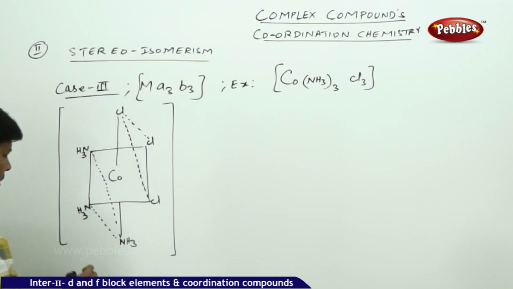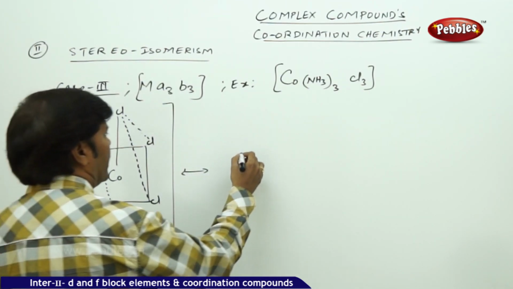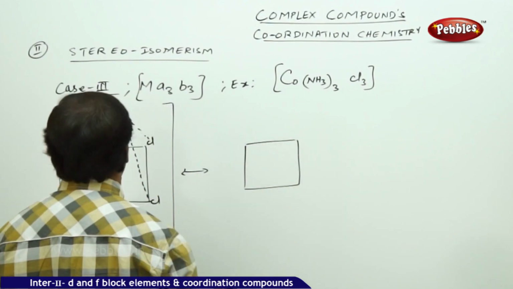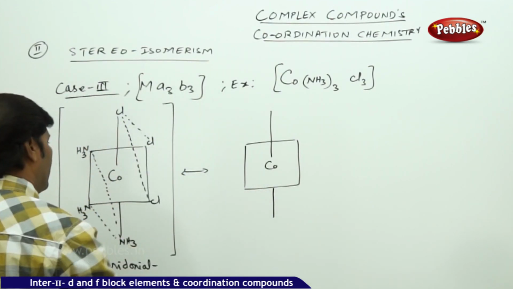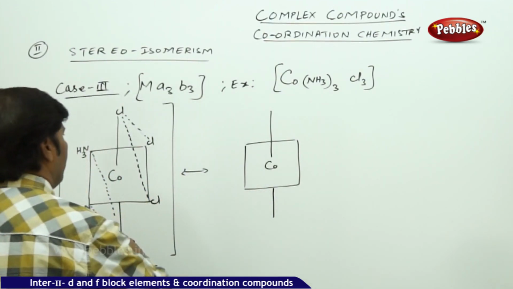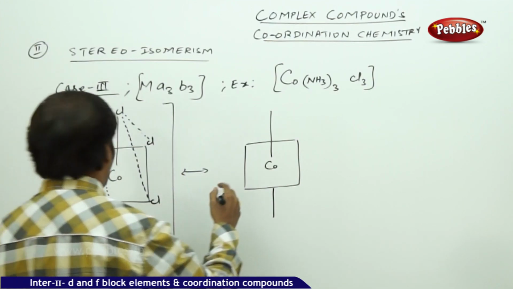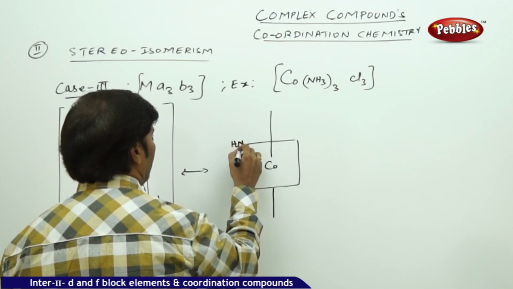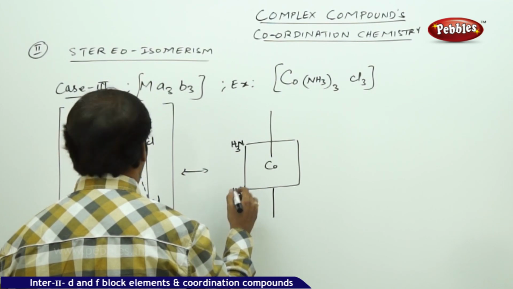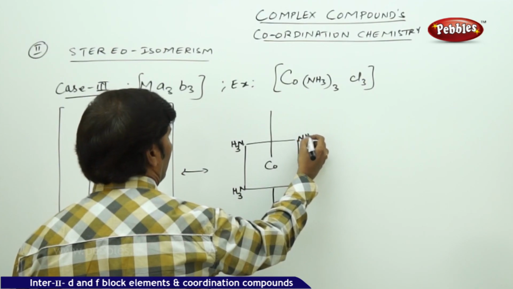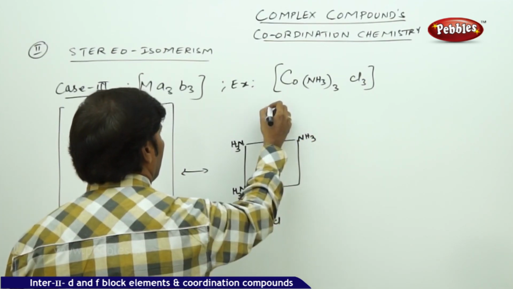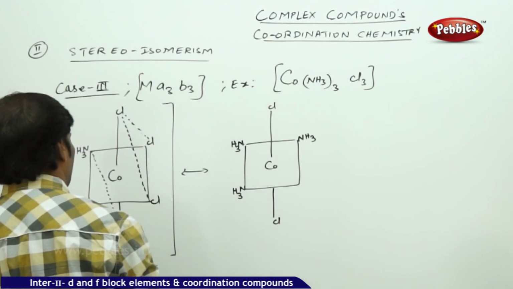These are the meridians, meridional. And next if you go for the facial, again take the cobalt and exchange one of the ligands over here, bring the ammonia group and chloro group interchange. So take the ammonia molecule over here and take the ammonia molecule over here, then again bring one more ammonia molecule over here and chlorine over here, and this is one more chlorine.